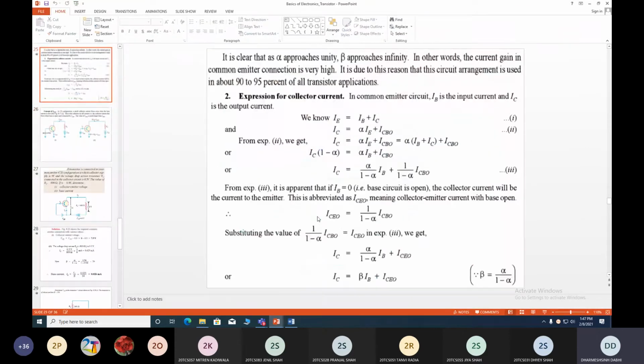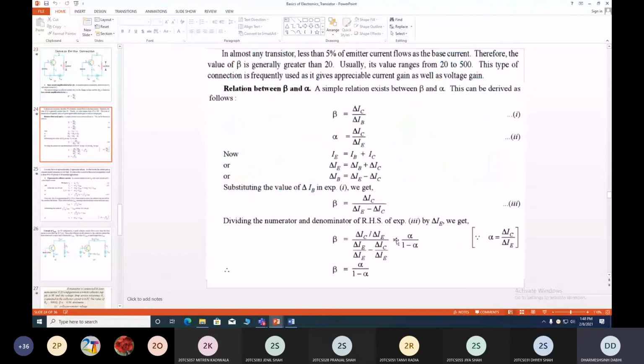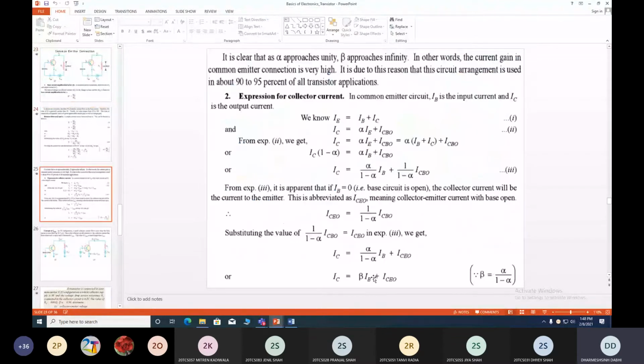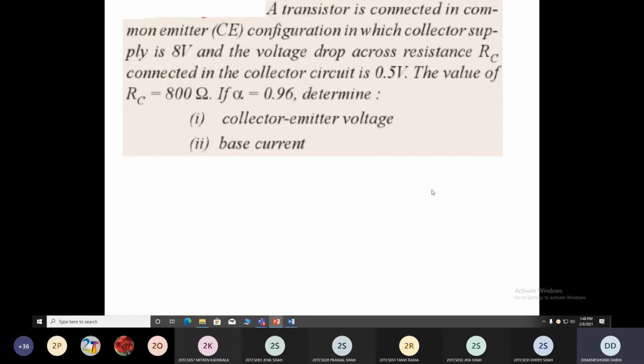In the last lecture, this morning, we completed the common emitter connection. We completed the theory. We derived the equation of beta relationship with alpha. We derived the equation of collector current. Now let's calculate an example related to this common emitter. All of you please write down the example.